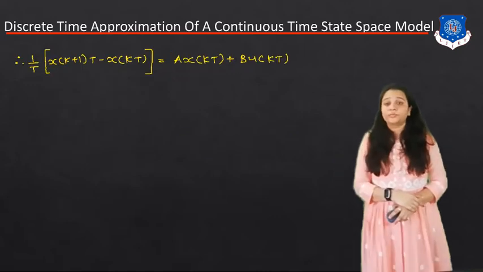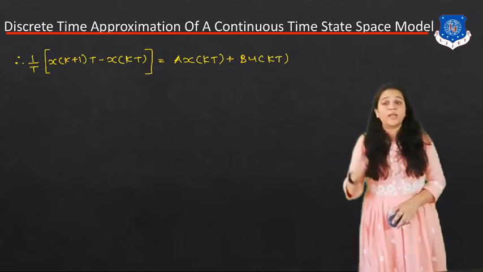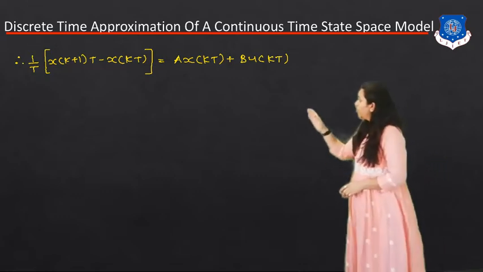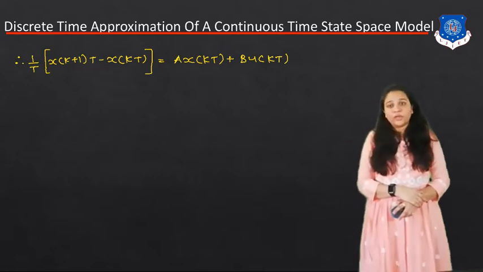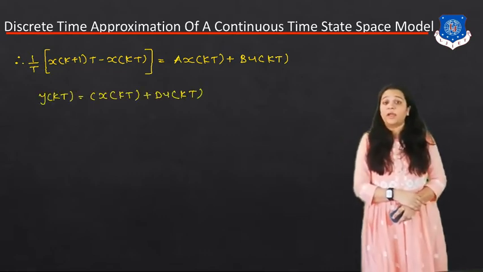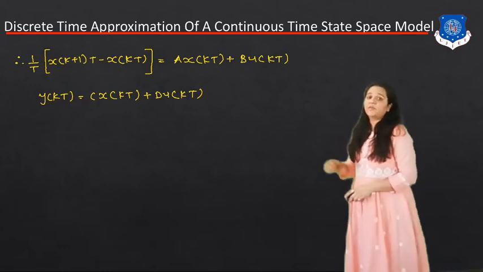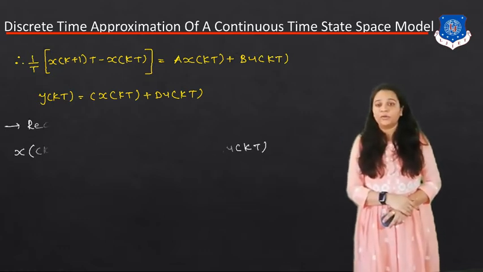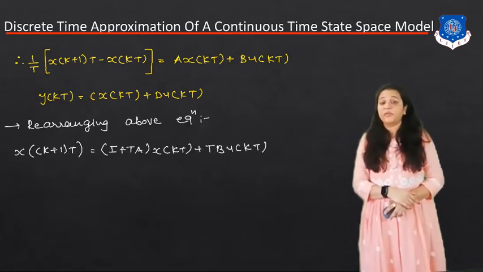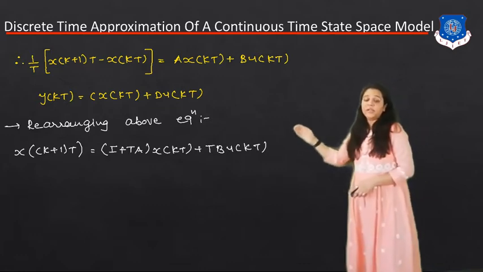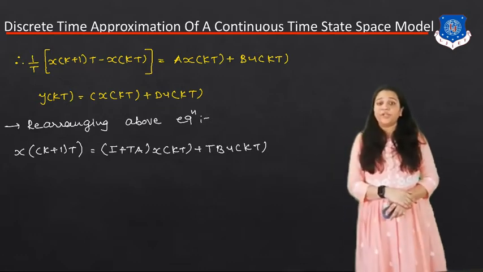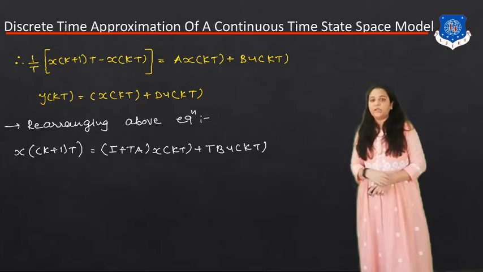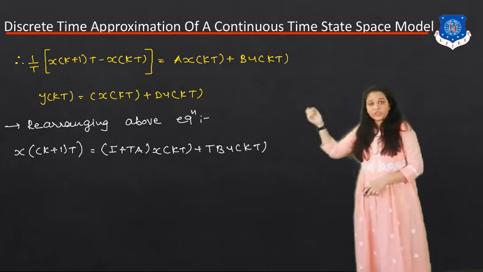Now 1 by T in the bracket x of (k plus 1)T minus x of kT is equal to A x of kT plus B u of kT. Now simplify this equation. The output equation is y of kT equal to C x of kT plus D u of kT. Now rearrange the above equation, and we get x of (k plus 1)T equal to (I plus TA) x of kT plus T B u of kT. We simply rearrange the state equation terms.